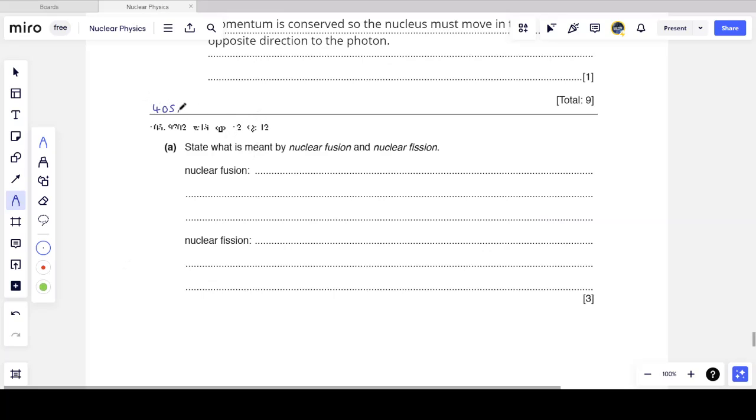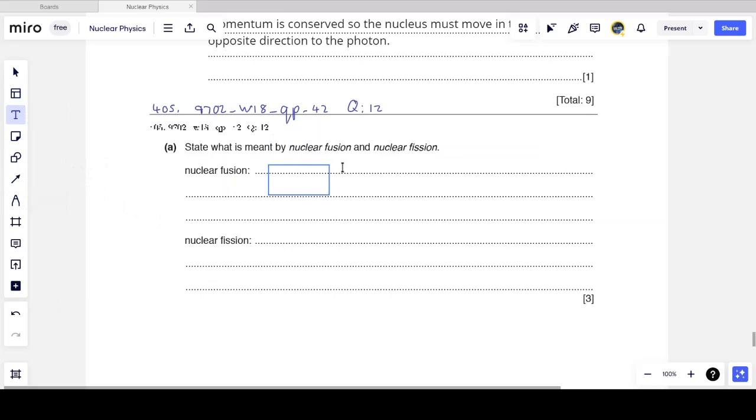The next question is numbered 405. And this is from the winter exam of 2018. That's November, December, and this is from question paper 4, variant 2, and this is question number 12 from that paper. And we are asked, firstly, to state what is meant by nuclear fusion and nuclear fission.